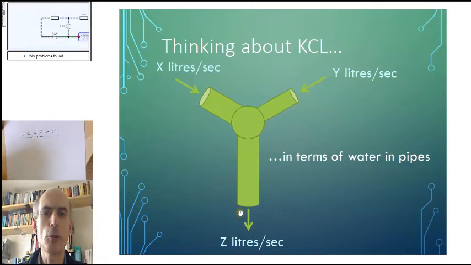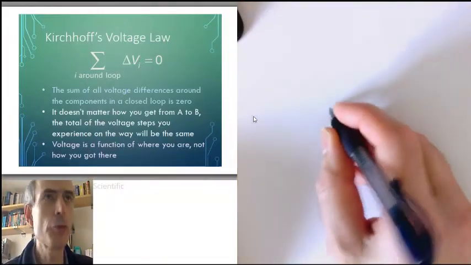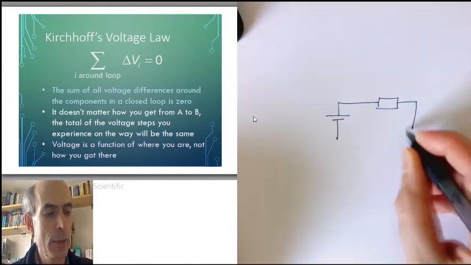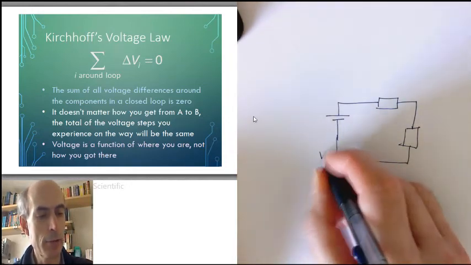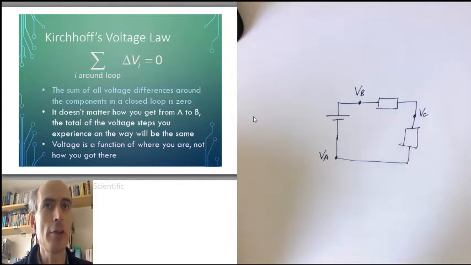What about Kirchhoff's voltage law? This is Kirchhoff's voltage law. It has a similar looking mathematical expression, but this time it's the voltage drops around a loop in the circuit. So, for example, supposing I had a circuit with a battery cell there, a resistor there, and a resistor there, and I call the voltage here VA, the voltage here VB, and the voltage here VC.